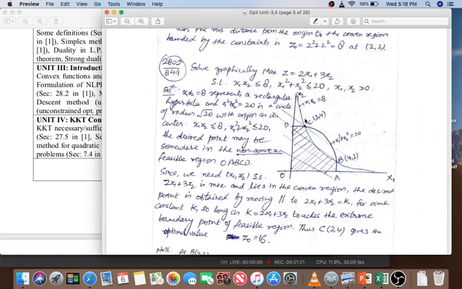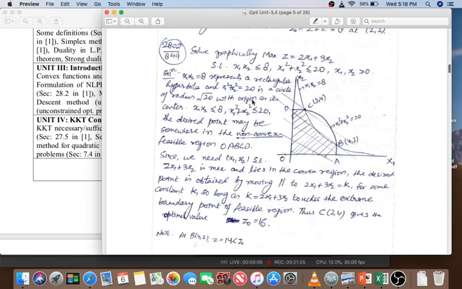So I can take this as x1 x2 equal to 8, and x1 square plus x2 square equal to 20 is a circle of radius root 20. Because it is in the first quadrant, I can take only this quarter of the circle, and because both are less than or equal to, the shaded region is the feasible region.